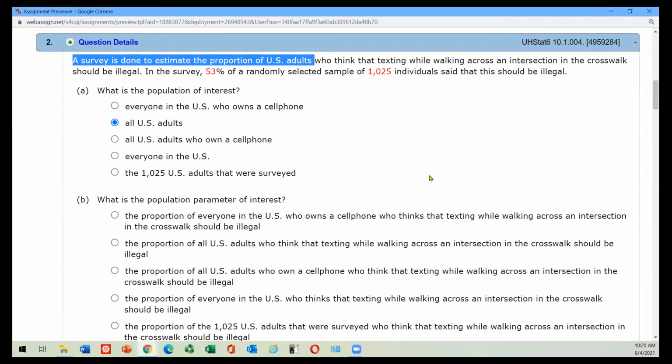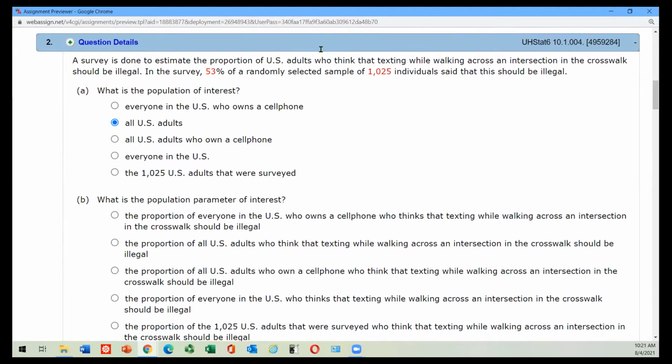Now, if the question had said a survey was done of people who use cell phones to text, then I would have probably chosen a different answer, right? Or if it said a survey of teenagers, then I would have changed my population accordingly, right? So the people you're asking your sample from come from a population, and that's kind of how you figure out what your population is.